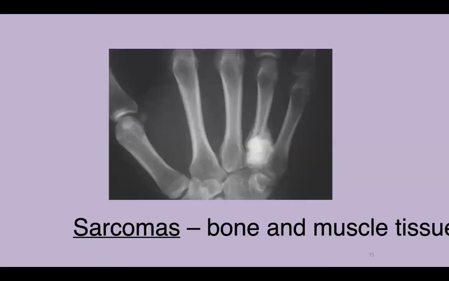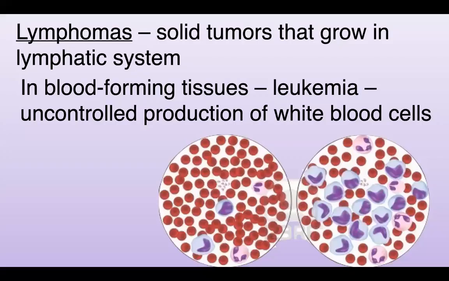You have sarcoma, which infects bone and muscle tissue. So you can see here in the bottom of the knuckle of the ring finger. I think they're fingers. They don't look like toes. They're pretty long to be toes. And you have lymphomas. These grow in the lymphatic system.